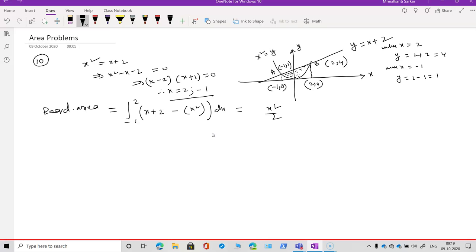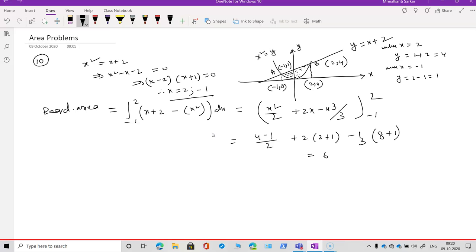So x square by 2, x cube by 3. There it will be 4 minus 1 by 2, 2 plus 1, 8 plus 1. So there will be 6 plus 3 by 2 minus 3. Answer is 9 by 2 square unit. Keep your answer in this manner always.